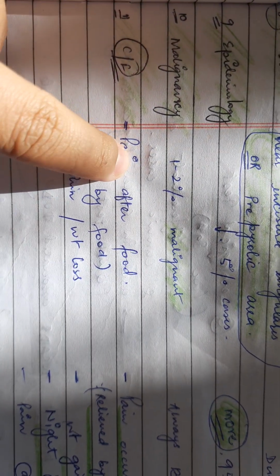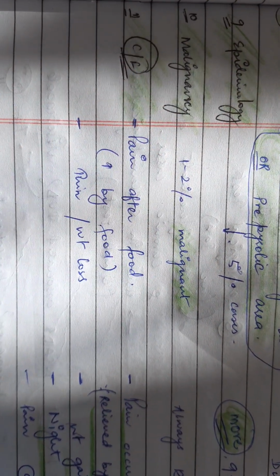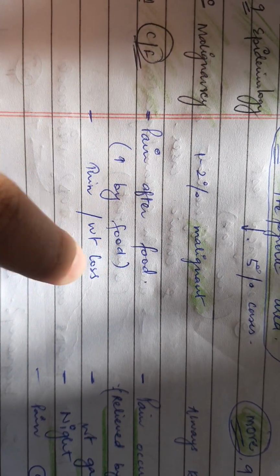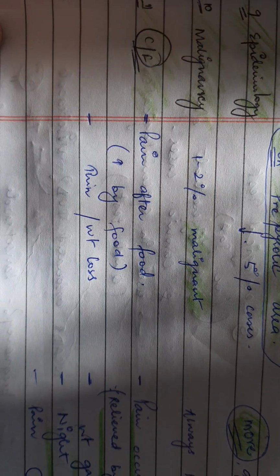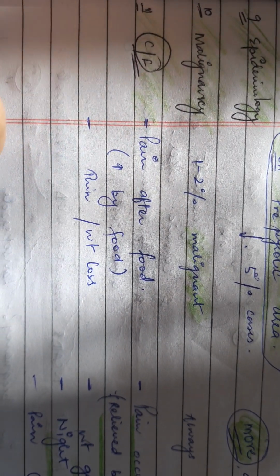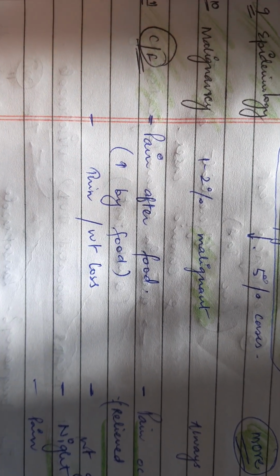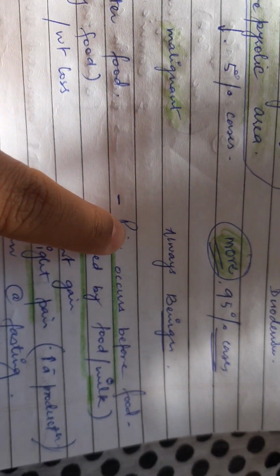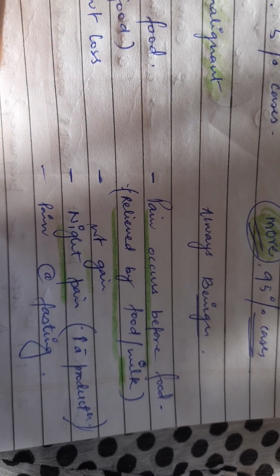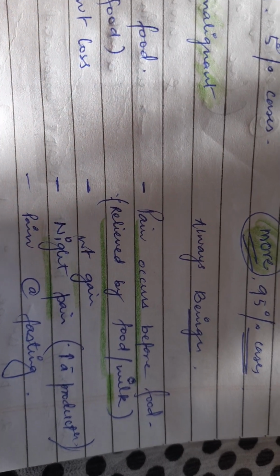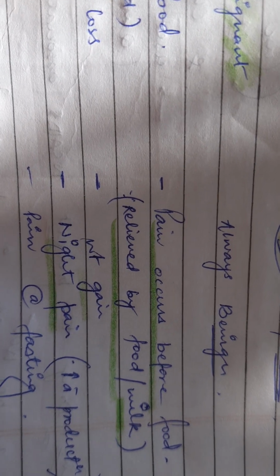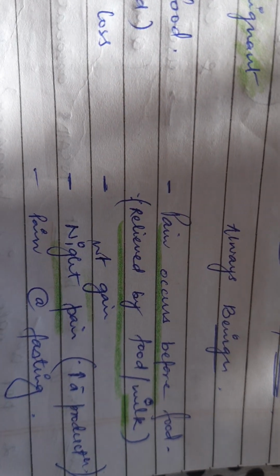Clinical features: pain after food is the most differentiating factor in gastric ulcer. Pain after food means after taking food pain occurs, so the person avoids eating because it will be a reason for pain. So the person is thin, or weight loss occurs. In duodenal ulcer, pain occurs before food and is relieved by food or milk. So weight gain occurs. Night pain is common here because of increased acid production, and pain at fasting.